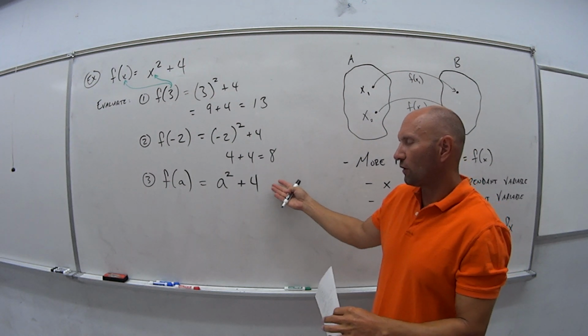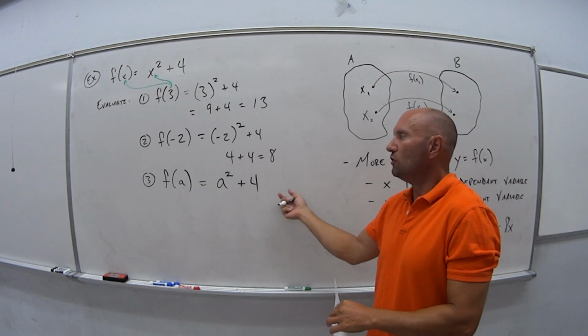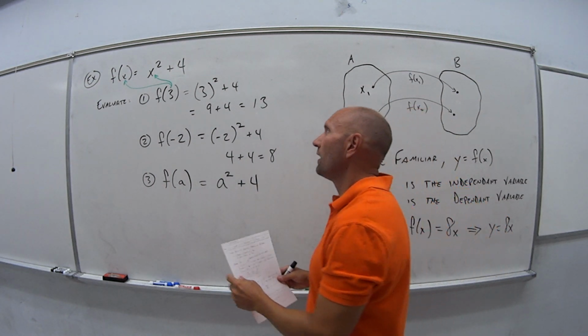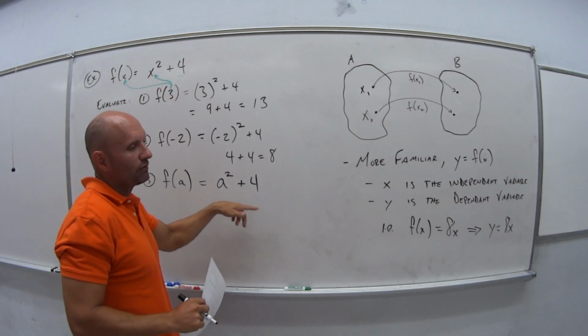Obviously, I can't go any further. I don't have any numbers, so I'm not going to get a number like 13 or 8, but I end up with a new expression. So if f of x is x squared plus 4, f of a is a squared plus 4.